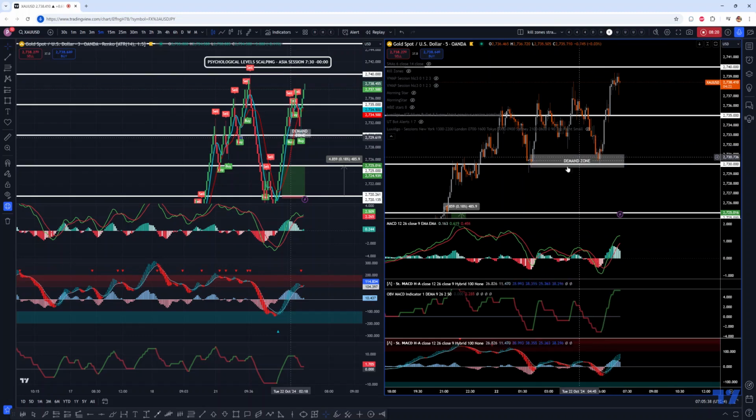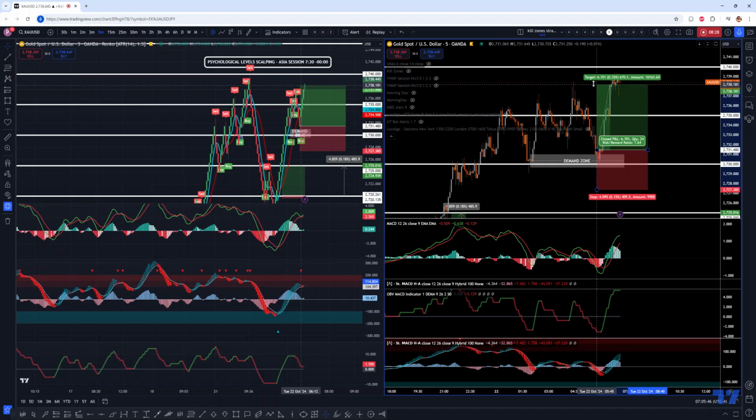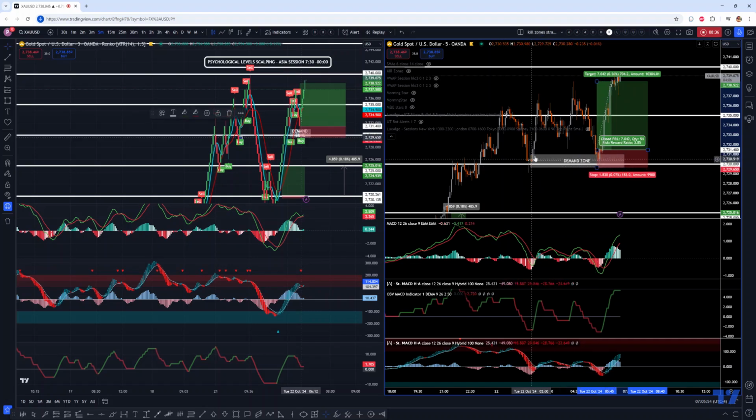So here I could have taken this trade like this, and this top could have been my exit, and this could have been my stop loss because this trade belongs to this candle right here, and that would have given me another ratio 1 to 3.